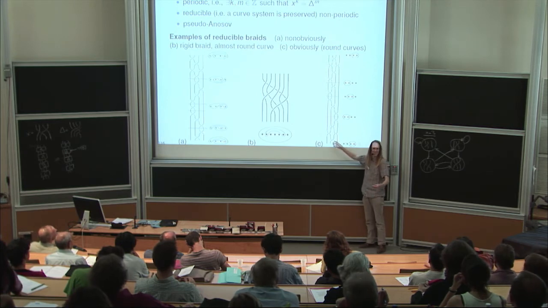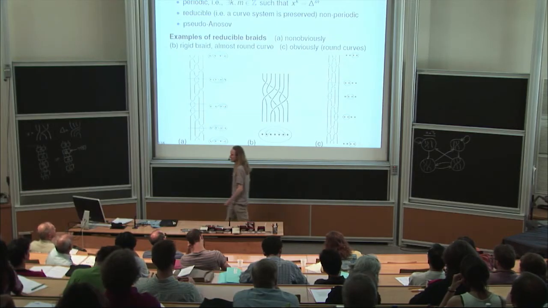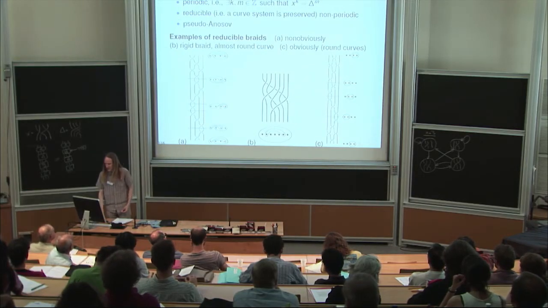This is the kind of thing we like. In the third one we have a nice round reducing curve, and it can actually be proven that if there's some round curve which is preserved, then as you push the round curve down the braid, it will be round at every single step. That's an easily recognized reducible braid.